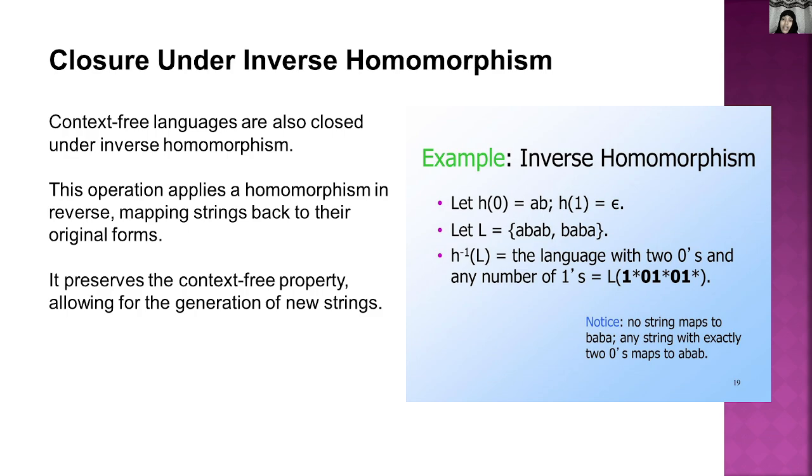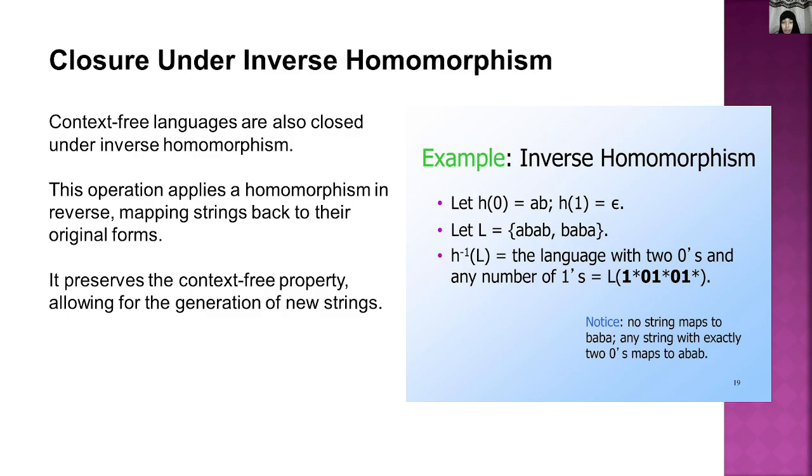So now let us study closure under inverse homomorphism. Context-free languages are also closed under inverse homomorphism. This operation applies a homomorphism in reverse, mapping strings back to their original forms. It preserves the context-free property, allowing for the generation of new strings. For example, for inverse homomorphism, let H(0) = AB and H(1) = epsilon.